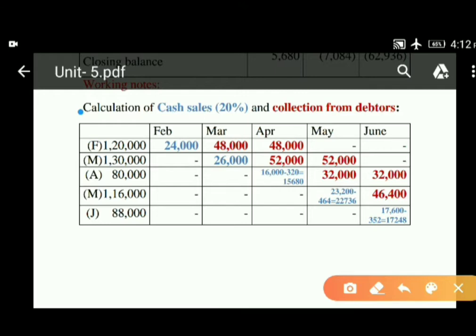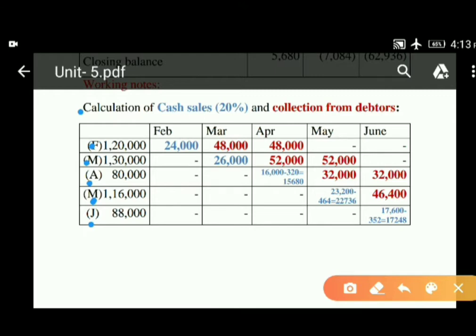అంటే మనం ప్రాపర్గా వినకపోవడం వల్ల ఏమవుతుందంటే ఈ కాన్సెప్ట్ అనేది అర్థం అవ్వదు. See here, these are the sales given according to the problem: February, March, April, May and June. February 1,20,000, March 1,30,000, April 80,000, May 1,16,000 and June 88,000. So these are the sales information given monthly wise.